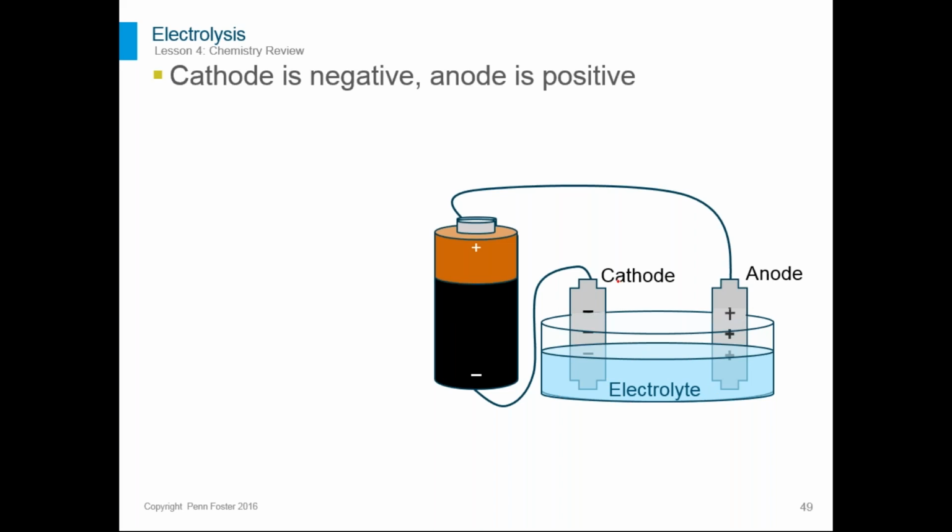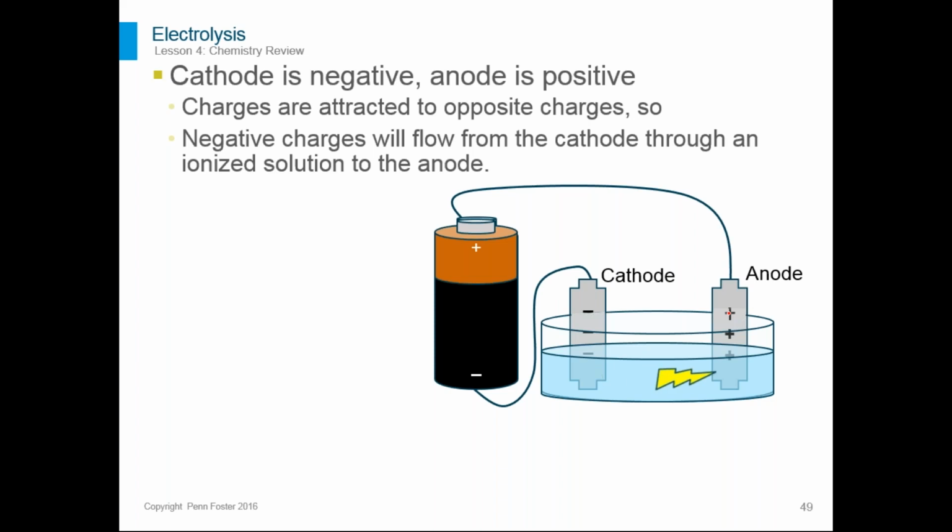And then it's got these two electrodes. An electrode is just a chunk of metal that goes from one end of the power source into the electrolyte. The negative one is called the cathode, and the positive one is called the anode. Remember that you've got all these charges floating around, and charges are attracted to the opposite charges. So when you have this whole thing set up, the negative charges will flow from the cathode through the ionized solution into the anode.